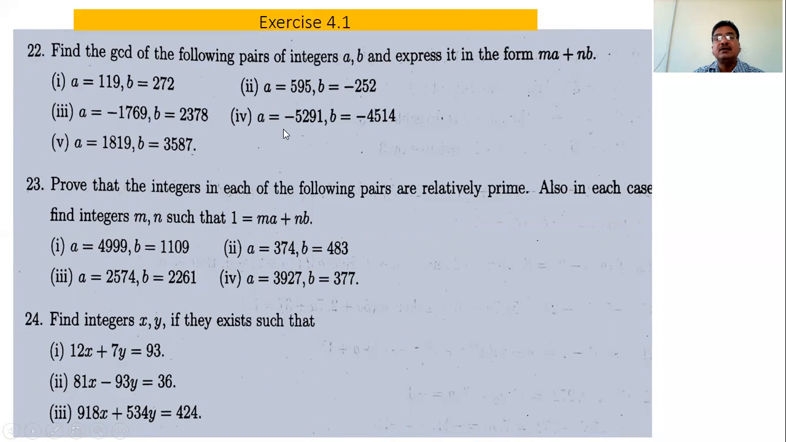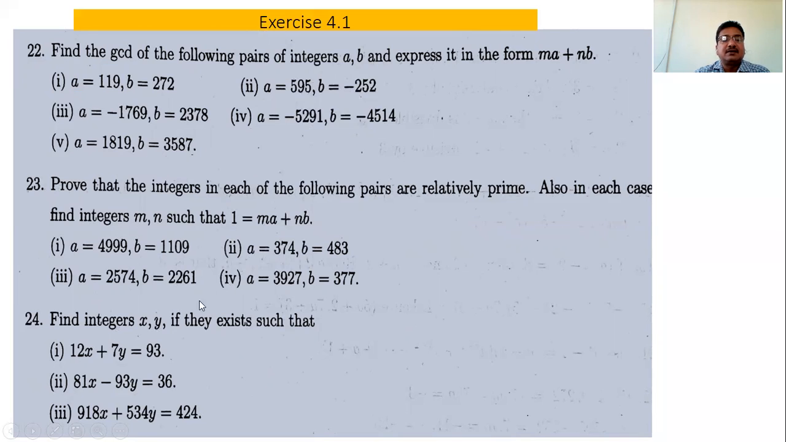Here both are negative numbers, but we will just find the greatest common divisor of 5291 and 4514, because the greatest common divisor of minus 5291 and minus 4514, and the greatest common divisor of 5291 and 4514, are the same. That is, if negative, delete both the negative signs and just find the greatest common divisor of 5291 and 4514. Here also, this is positive, this is negative, so delete the negative sign and find the greatest common divisor.